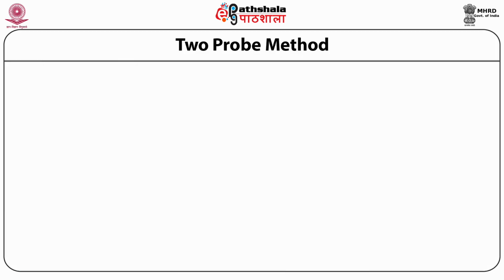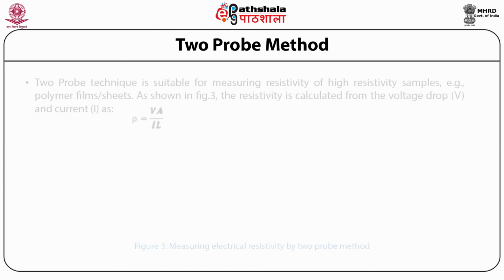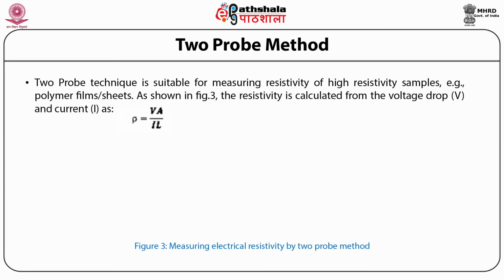Let us next discuss the two-probe method. The two-probe technique is suitable for measuring resistivity of high resistivity samples, for example polymer films or sheets. As can be seen in the figure, the resistivity is calculated from the voltage drop V and the current I, which is rho is equal to V into A divided by I into L, where A is the cross-sectional area of the specimen as shown in the figure and L is the length of the specimen.